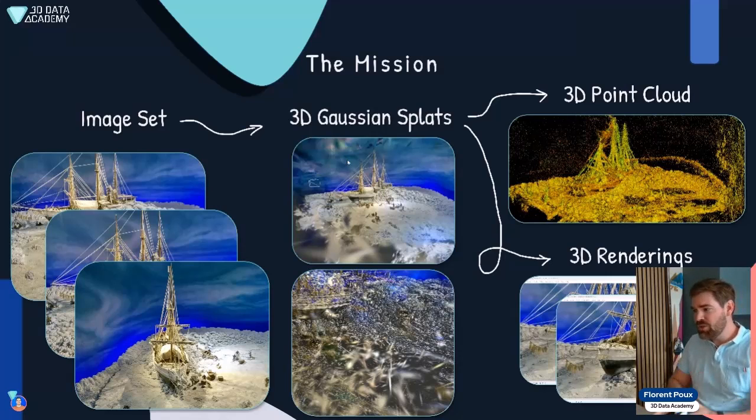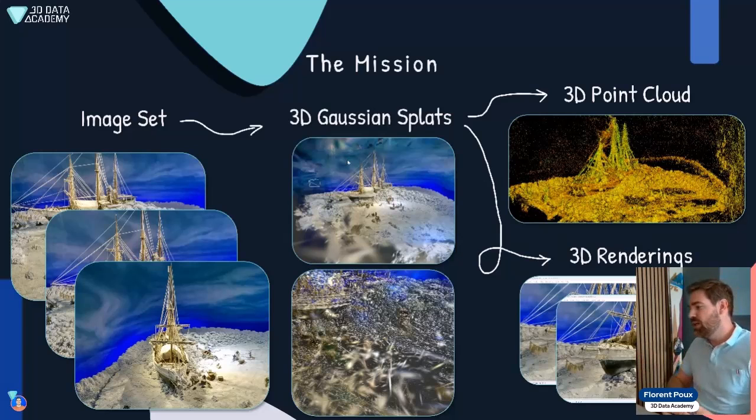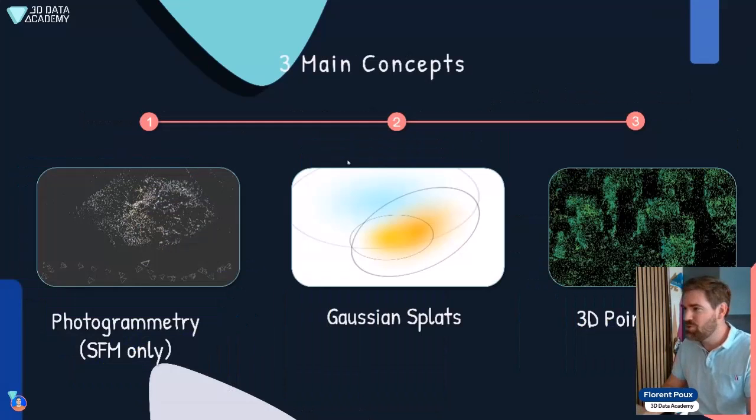So the mission today is pretty simple. We'll start with an image set. We can do that from a video as well. We'll go through the step of creating 3D Gaussian splats. And then afterwards, I want to show you two kinds of deliverables from that. The first one being 3D point clouds, and the second one being 3D renderings. Of course, for VFX, you are used to working with a lot of rendering engines and pipelines, so the integration of Gaussian splats is already very heavy there, but I will not have time to touch on it in this session, just so that you know.